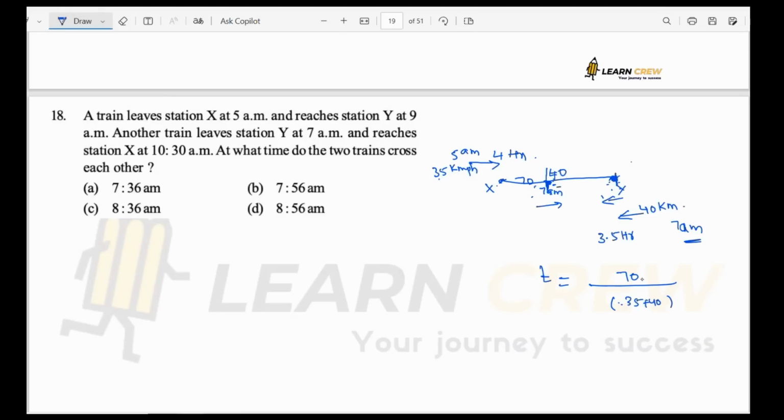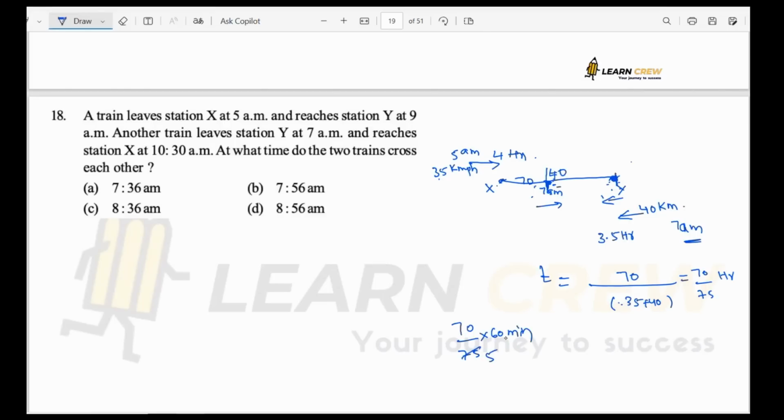Relative speed. So 70 by 75. Are you following or not? 70 by 75 means what? 70 by 75 hours it will take from 7 a.m. 70 by 75 hour means 60 minutes. Yes or no? So now 15, how much?